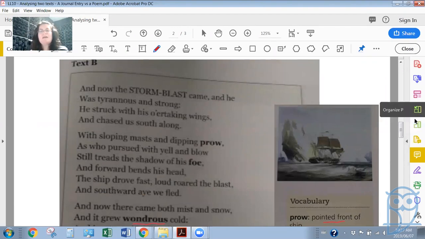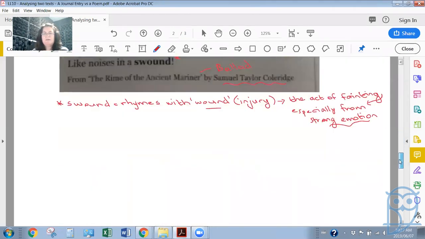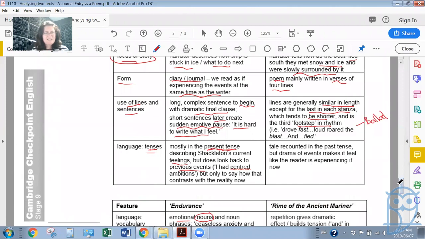So there's a certain rhythm, and it's that song-like rhythm. Okay. Which is very different to the extract. There was nothing sing-songy about the extract. Very, very different. Now, language or tenses.